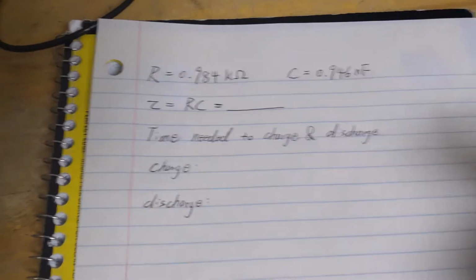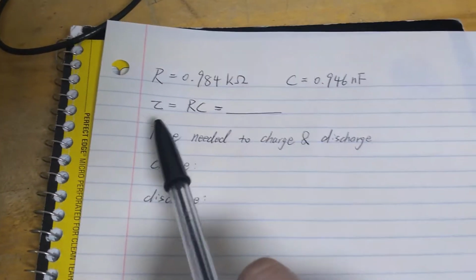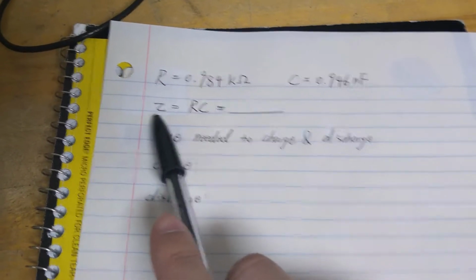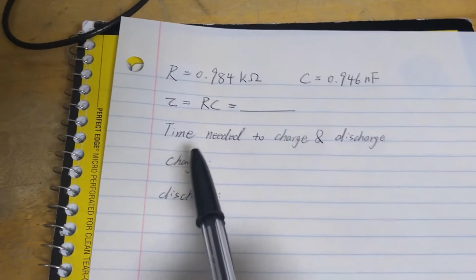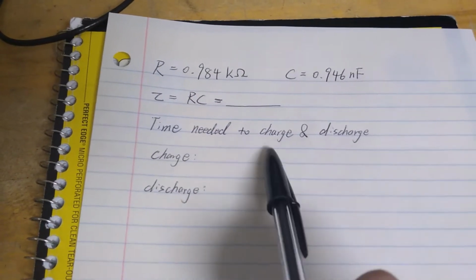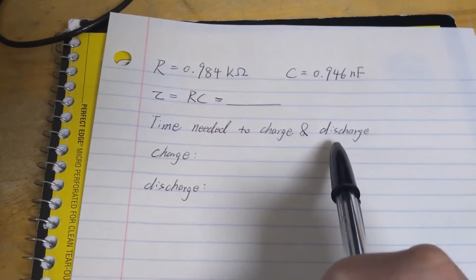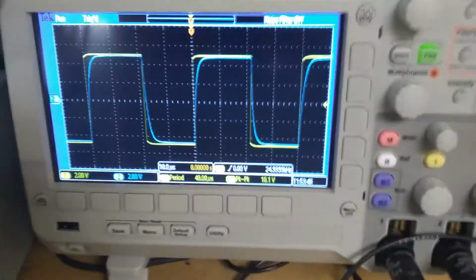So we already measured the resistance and capacitance for the circuit. What you need to do is to calculate the time constant tau using this equation here. And what we need to measure here is the time needed to charge and discharge the capacitor. So let's look at the oscilloscope.